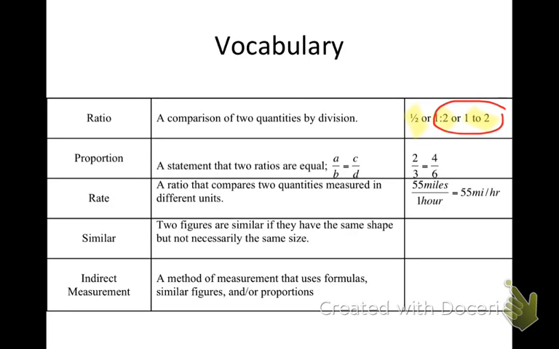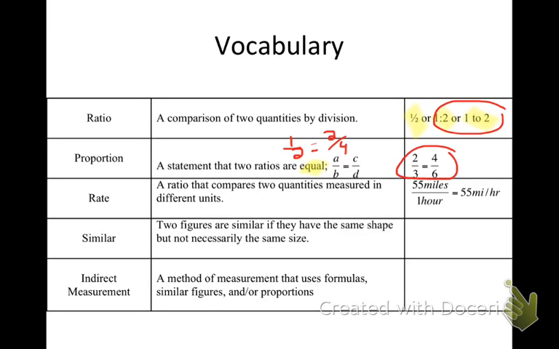Alright, proportion. A proportion is a statement that two ratios are equal. So for example here I have 2/3 equals 4/6. That is a true statement. 2/3 is the same thing as 4/6. What if I gave you the fraction, let's say 1/2? What's another ratio that is the same as 1/2? 2/4. Okay, now I just made a proportion. So I made a ratio and a proportion by stating they're equal.